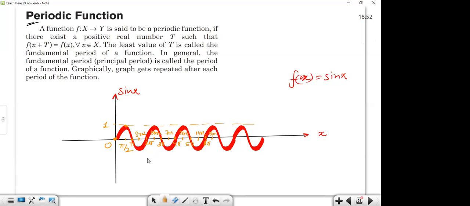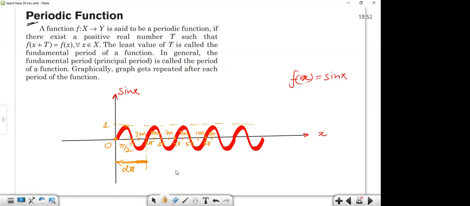My point is that after every period of 2 pi, the sine is repeating its curve. So from 0 till 2 pi, the sine is repeating its curve. Sine is assuming the same values, starting from here to here, like 0, 1, like this.